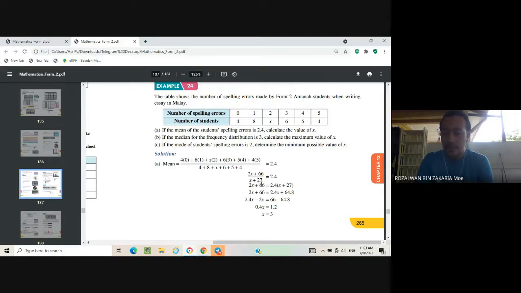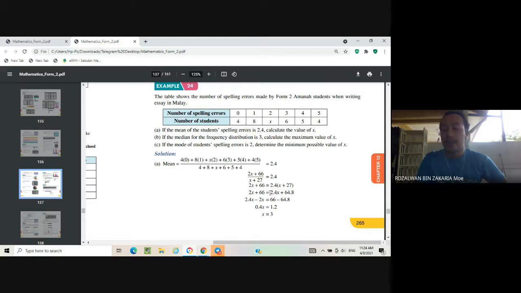So this x plus 27, you bring to your right side. It will become 2x plus 66 equals 2.4 in brackets x plus 27. Then we expand this: 2.4 multiplied by x gives 2.4x, plus 2.4 multiplied by 27 gives 64.8. Then we rearrange this equation. We place the terms with the variable on the same side.